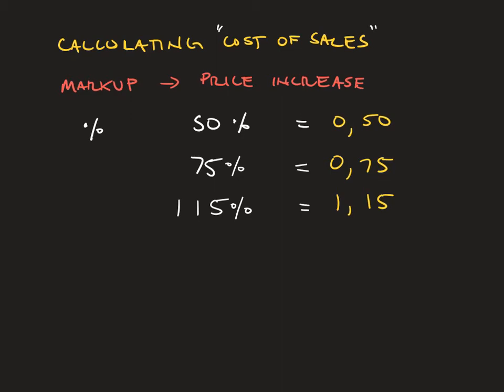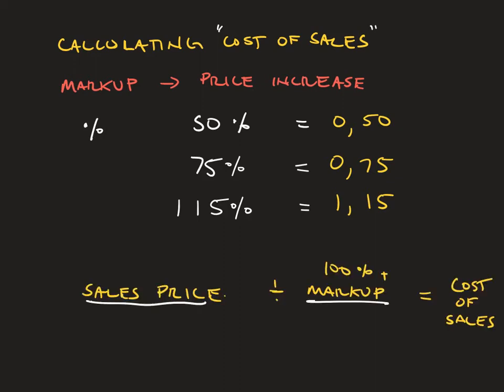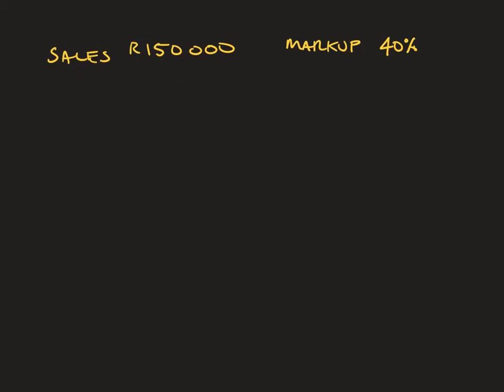The way that we are usually presented with cost of sales problems is we are given the sales price and we are given the markup. And the way that we're going to calculate the cost of sales is we're going to take the sales price that's given to us, divide by 100% plus the markup, and we are going to get the cost of sales. Let's try a problem now as an example.